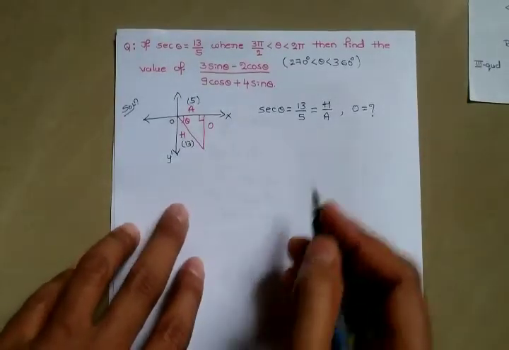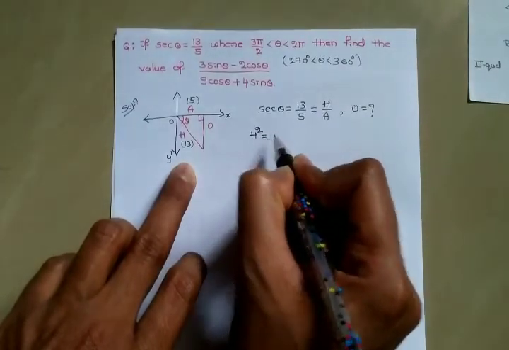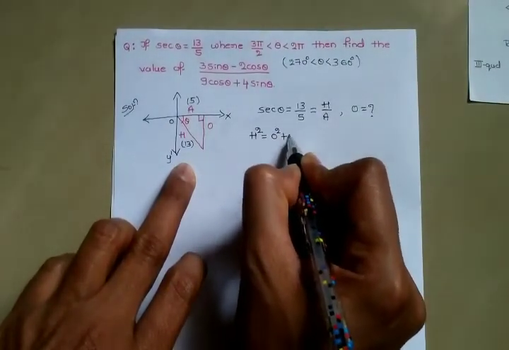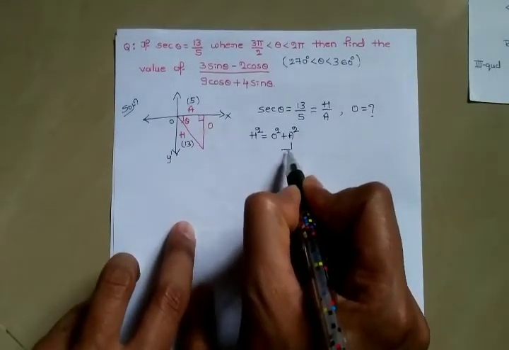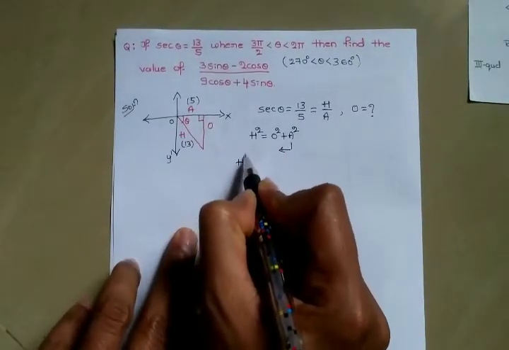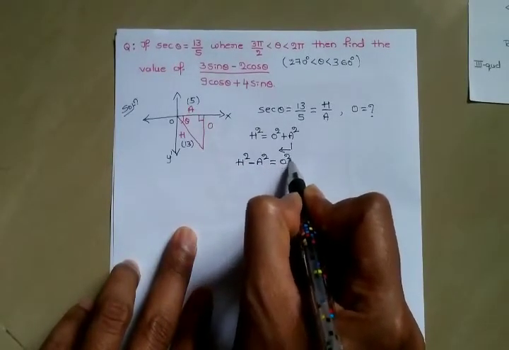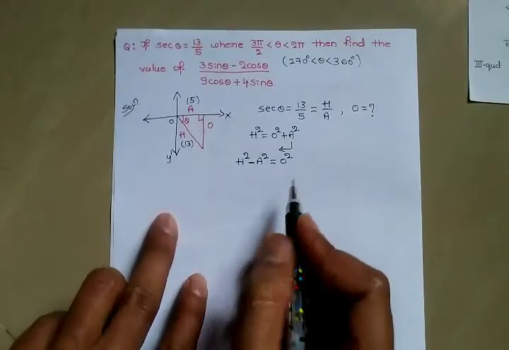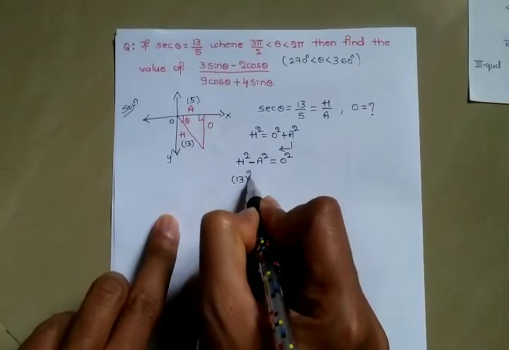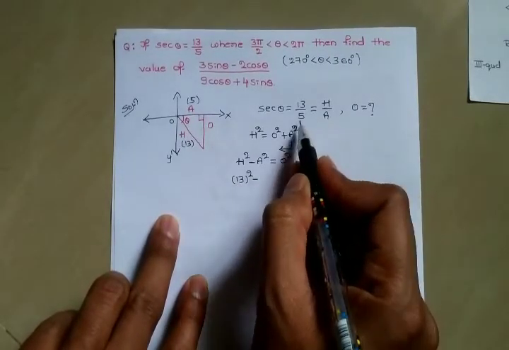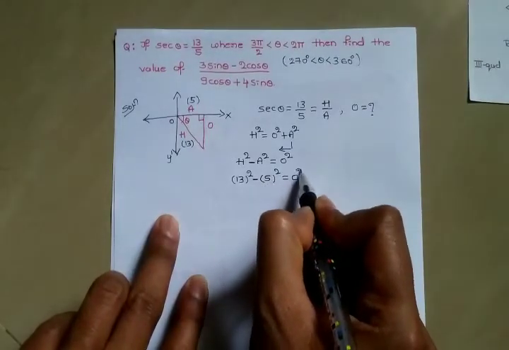So now apply Pythagoras theorem. H square equals O square plus A square. Again, only the O value is wanted, therefore shift this value. So here also, H square minus A square is equal to what? O square. Correct. So substitute the H value, 13, so it is 13 square minus the A value, 5 square, is equal to O square.